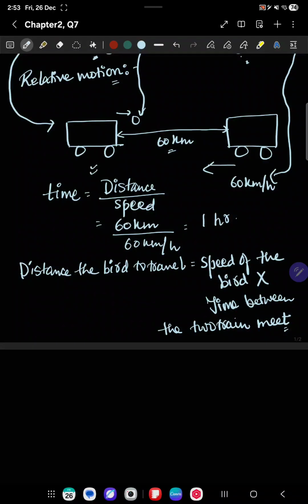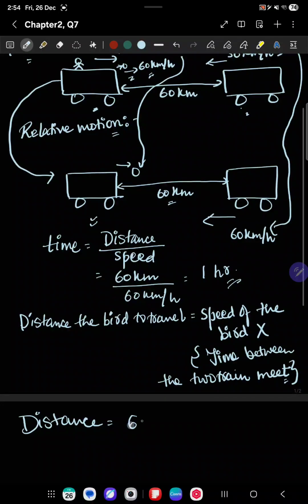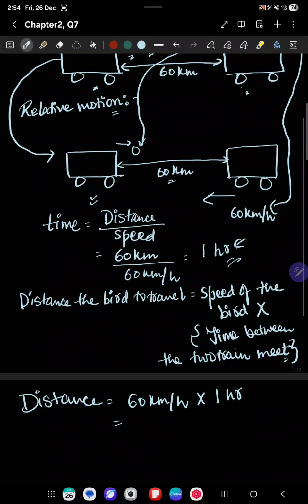So we have already calculated this time, which is 1 hour. Okay, so to find out the distance, we just have to write the speed of the bird, which is given as 60 kilometer per hour, into the time until the two trains meet. We have already calculated this as 1 hour. We just have to multiply it by 1 hour. So the total distance that the bird has to travel is 60 kilometer, and this will be our answer.